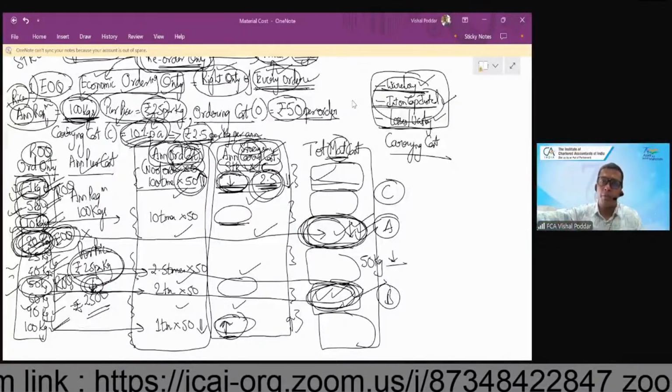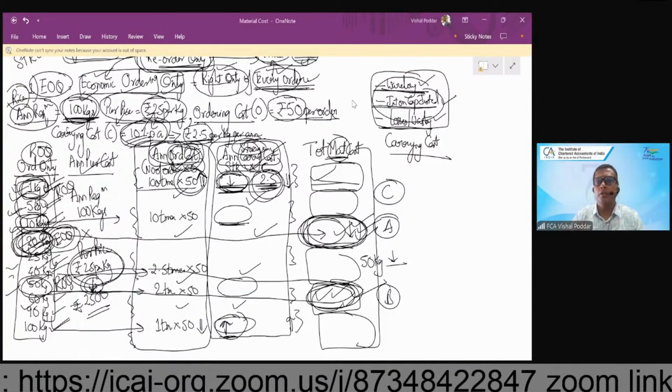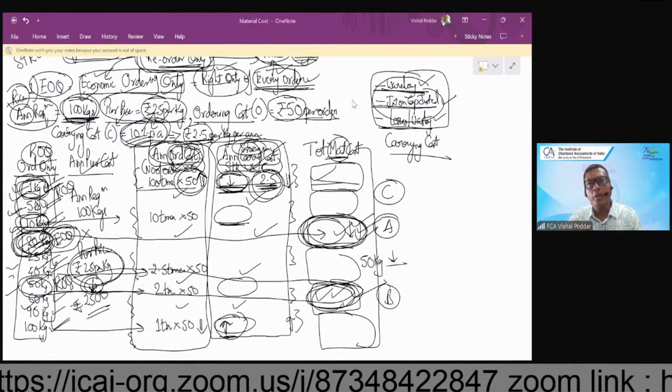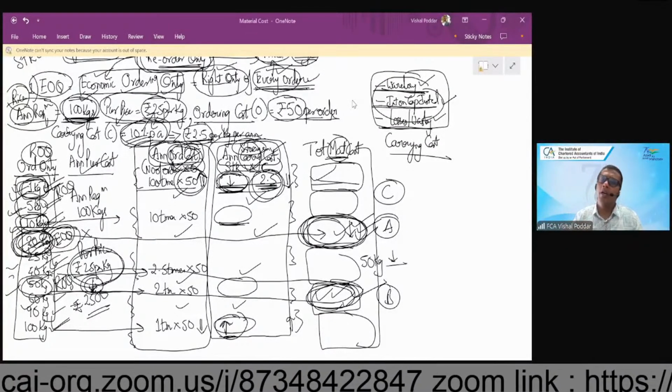You go to a warehouse keeper and ask him, if I have to store so much rice in your godown, how much will you charge? Simple. He will tell you, I will charge you per month or per day or per this much. You get your warehousing cost.